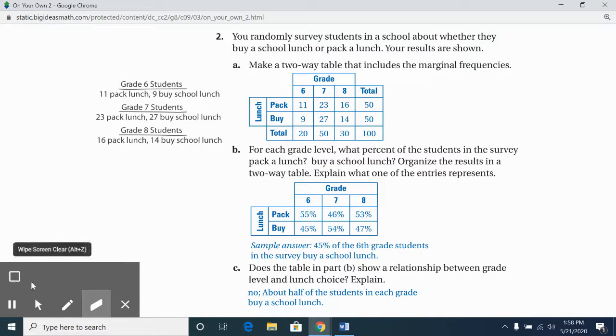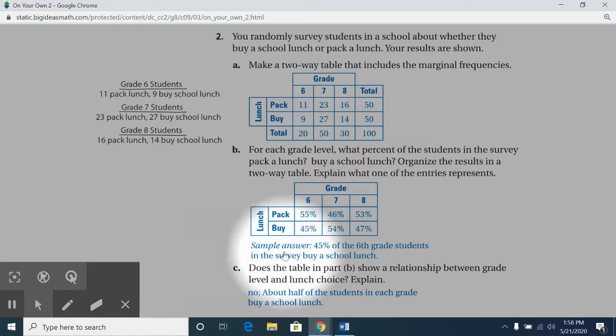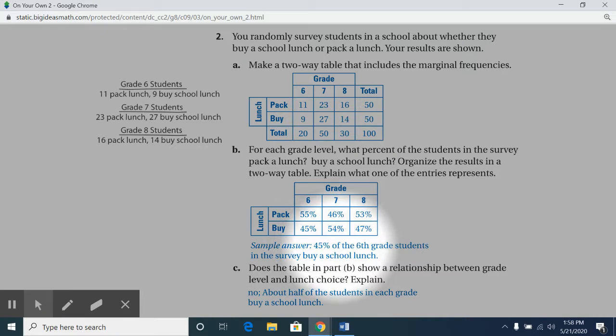Hopefully that makes sense. Now, let's real quick look. It says they chose the 45% of the 6th grade students in the survey buy a school lunch. So when it says explain what one of the entries represents, they chose that one. They're just explaining it. Now, part C, does the table show a relationship between grade level and lunch choice? So is there a relationship between how old the students are and whether they pack or buy a lunch? Does the data really show a relationship? The answer is no. About half the students in each grade buy a school lunch. So there's really no relationship shown in this table.